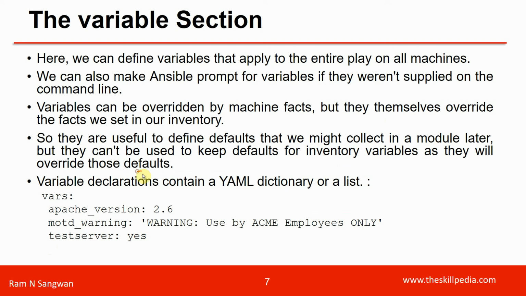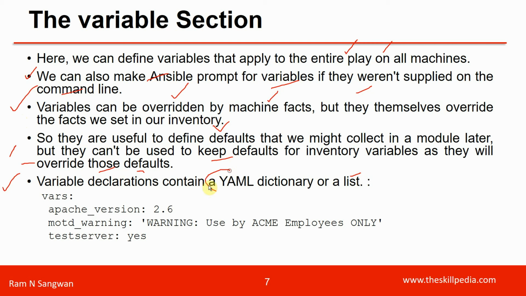Here we define variables that apply to the entire play on all the machines. We can also make Ansible prompt for a variable if they were not supplied on the command line. Variables can be overridden by machine facts, but they themselves override the facts we set in our inventory. So they are useful to define defaults that we might collect in a module later, but they can't be used to keep defaults for inventory variables as they will override those defaults.